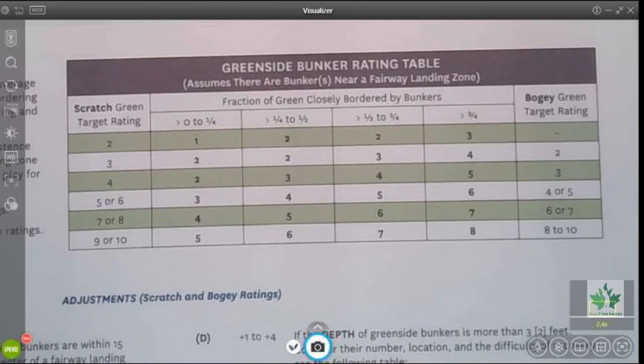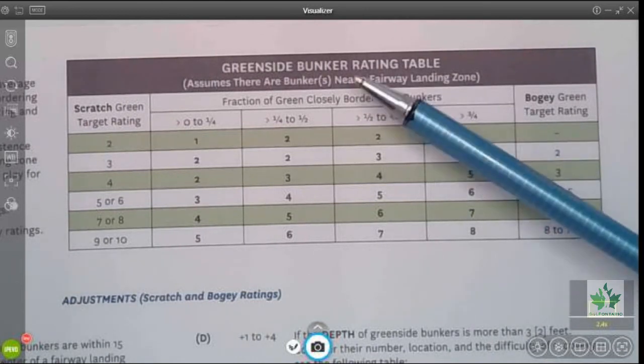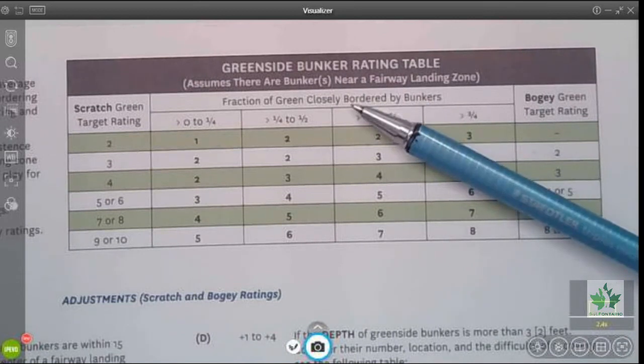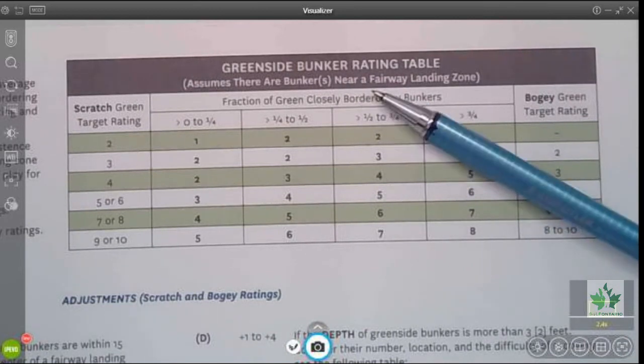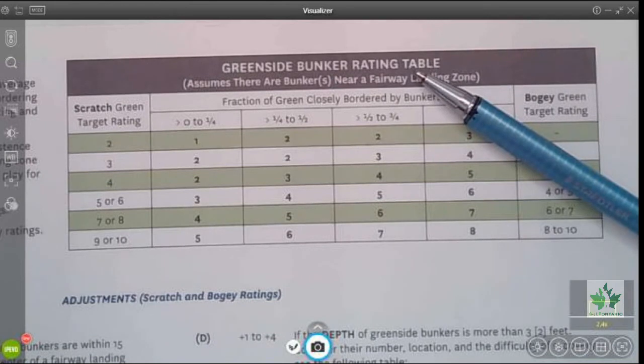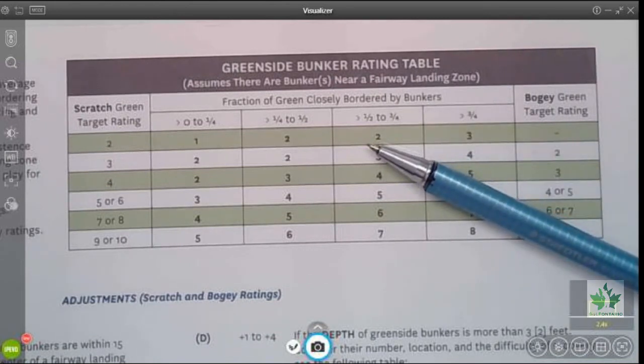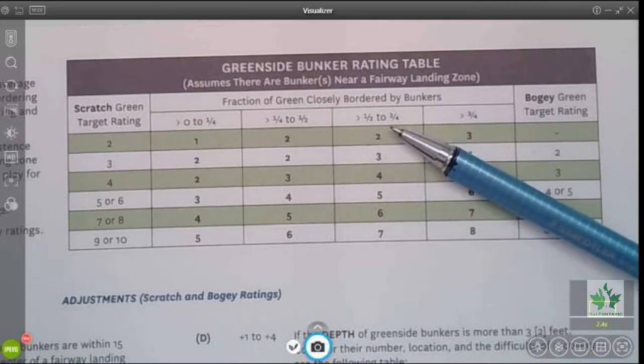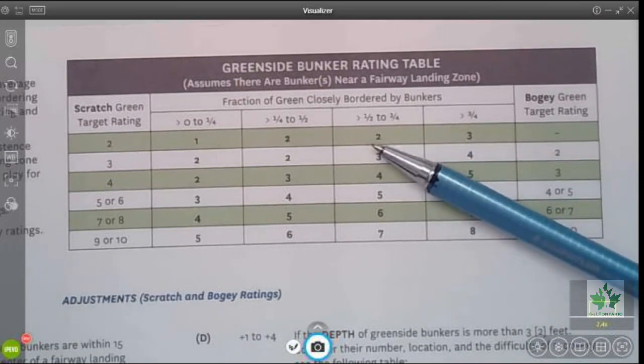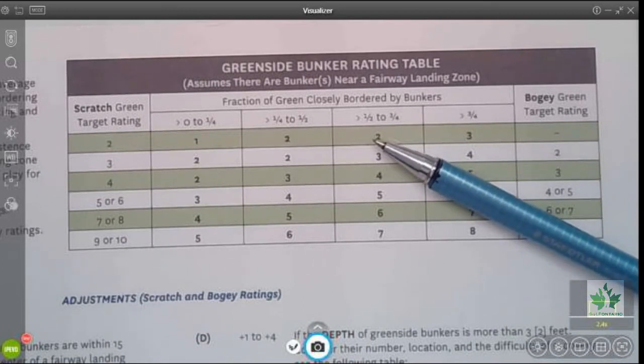For a fairway bunker to be near a fairway landing zone for a bogey player, it counts anywhere along the line of play. So as soon as there's one fairway bunker on the hole, the bogey player gets to use this table as it is. For scratch, it's more demanding. It has to be near.